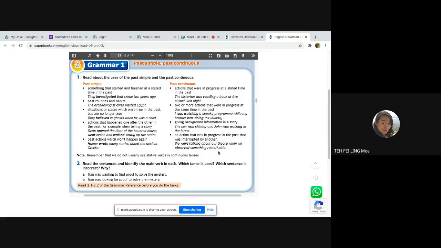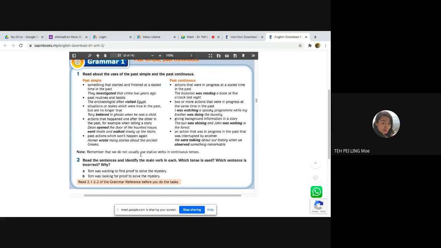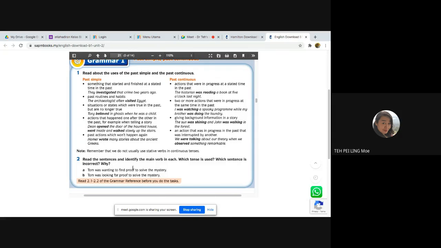Okay, so note here, remember that we do not usually use stative verbs in continuous tenses. Okay, so these are with the ing, these are straight away with the past simple tense. Okay, ed, and also those irregular verbs. Here, read the sentences and identify the main verb in each. Which tense is used, which sentence is incorrect, and why.